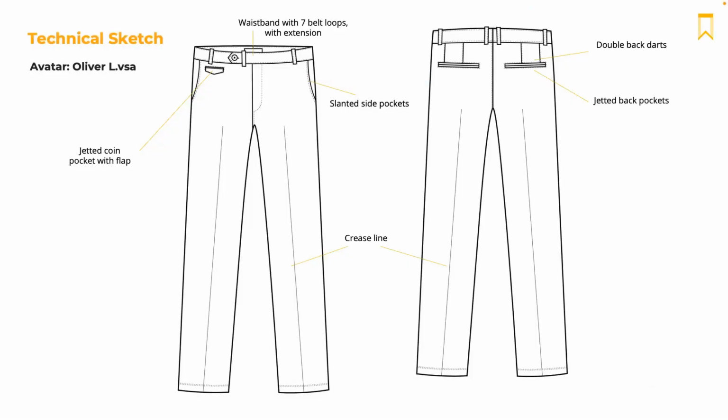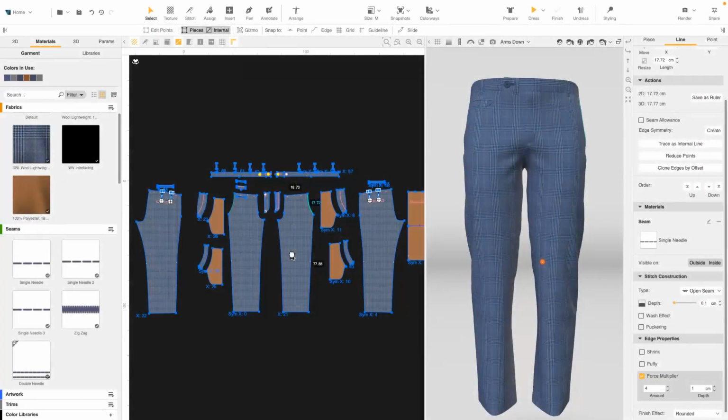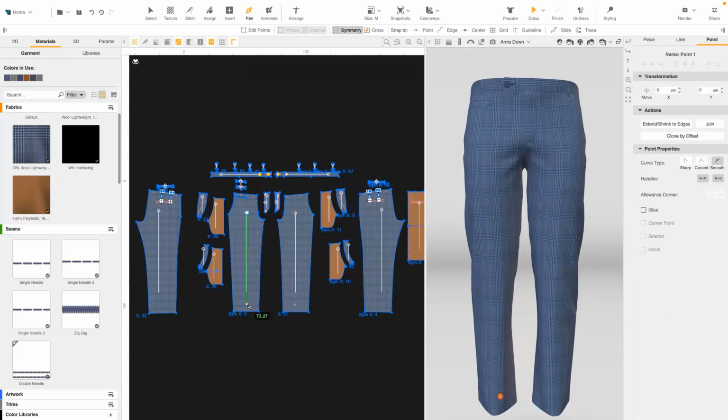In the technical drawing of the trouser, there are crease lines added to the front and back pant leg. To do this, we need to add an internal line on the front and back leg patterns. We turn on the grain lines and use them as a guide to the position of the lines.